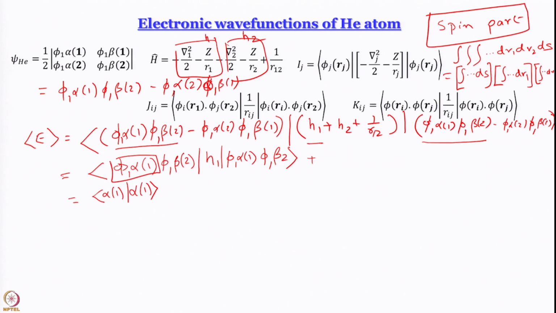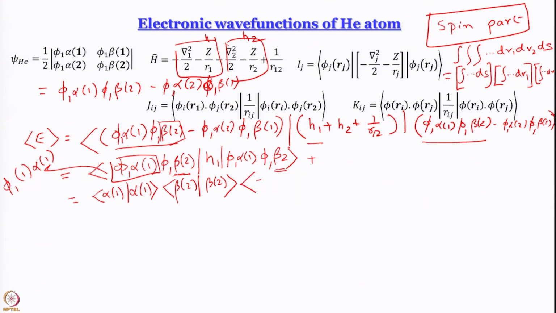Because remember, what is this phi 1 alpha 1? It is really phi 1 of 1 alpha of 1, that means electron number 1 has alpha spin and resides in spatial orbital phi 1, okay. This has gone out. Next, what do I have? I have another spin part, that is beta 2. My handwriting is so bad that I myself am getting confused. So, I can't blame you for getting confused here, sorry about that. So, this is what we are talking about, beta 2 and beta 2. So, second integral that comes out is beta 2 in bra, beta 2 in ket.